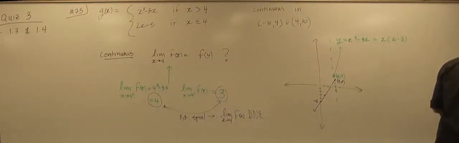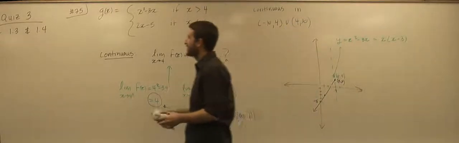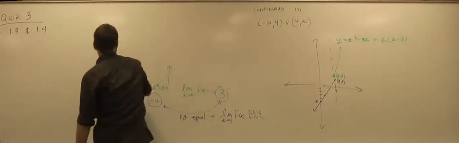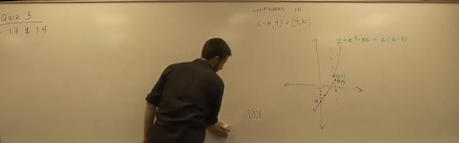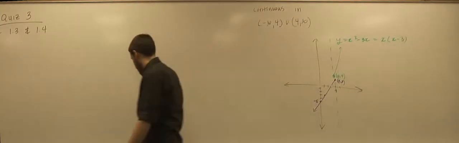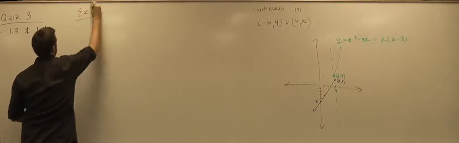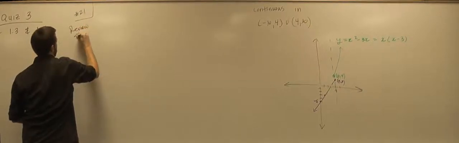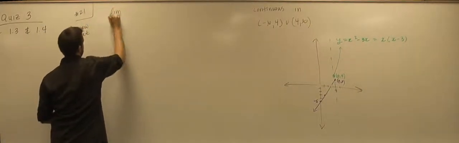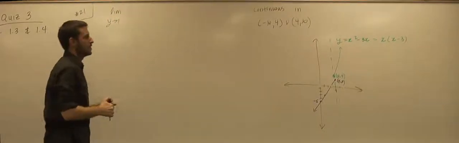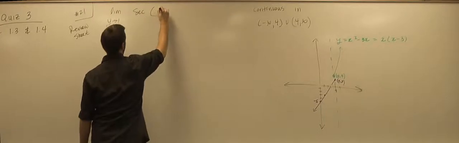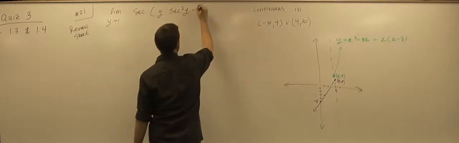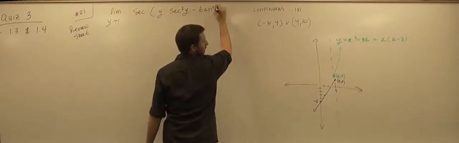You're not gonna like it. But we can do it. That's the limit as y goes to 1 of secant of y times secant squared y minus tan squared y minus 1.